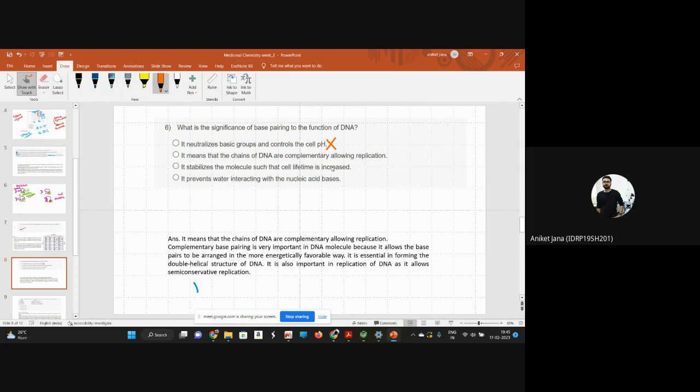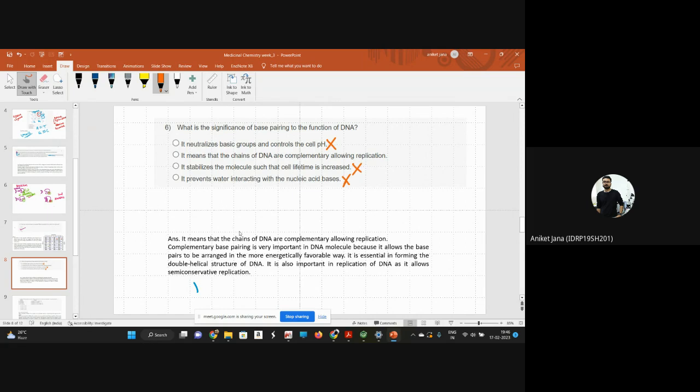In the third option, it stabilizes the molecule such that the cell lifetime is increased. Is this right? No. It prevents water interacting with the nucleic acid bases. Right or wrong? Wrong. So we are left with the one option, that the chains of the DNA are complementary, allowing the replication.